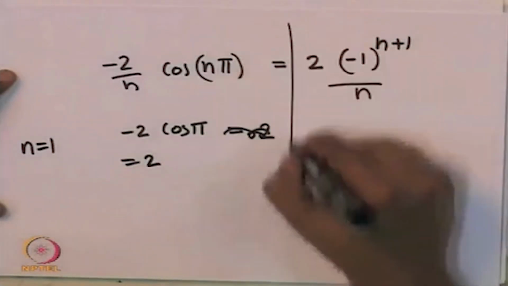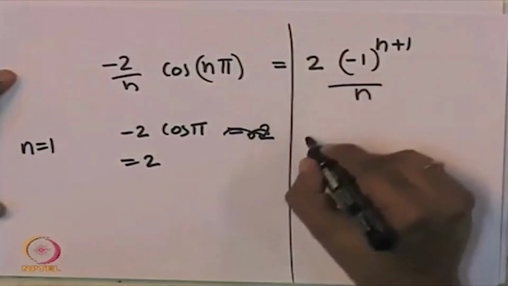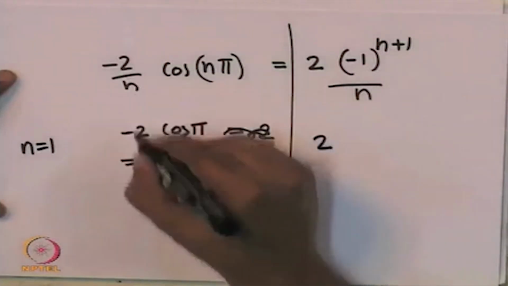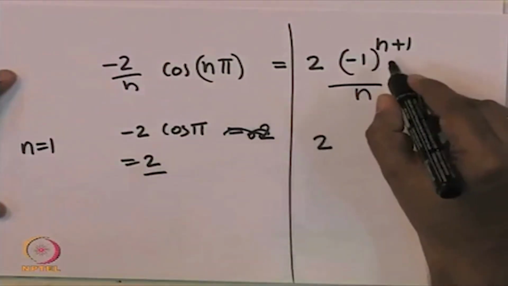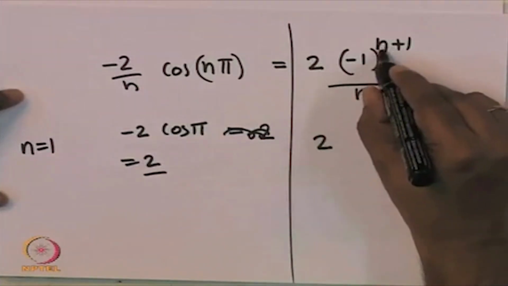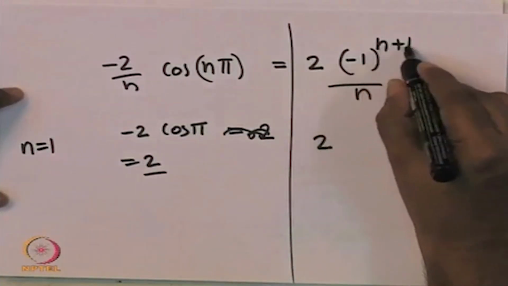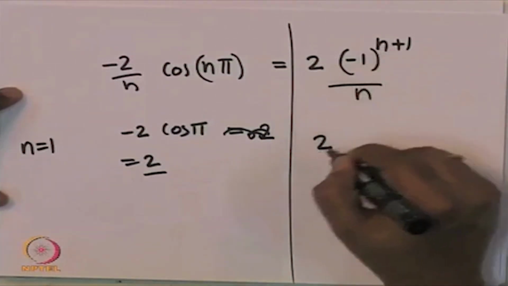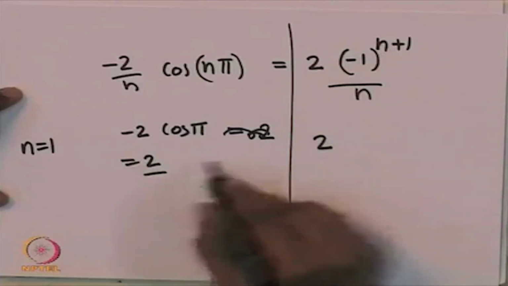Now, what do we get from this side? This side you get 2 into minus 1 whole power n plus 1, divided by n. When n equal to 1, you get minus 1 whole power 1 plus 1, which is 2, so minus 1 squared divided by n is 1. So, you get 2 here also. So, you get both 2.